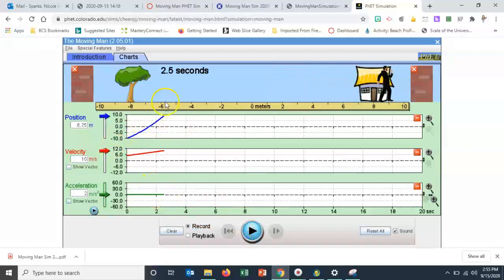So what we're looking at is a couple of different things. We can see his position has changed from -10 to almost about 9 meters. We can see the 0 meters here. We can go backwards and forwards. We could change his direction if we wanted to, and then make him go back.